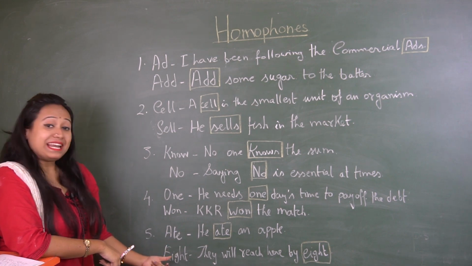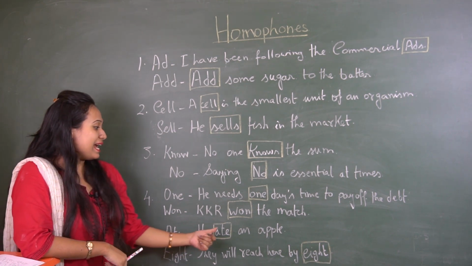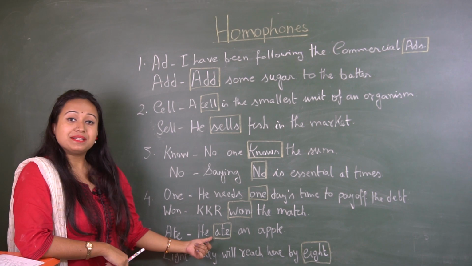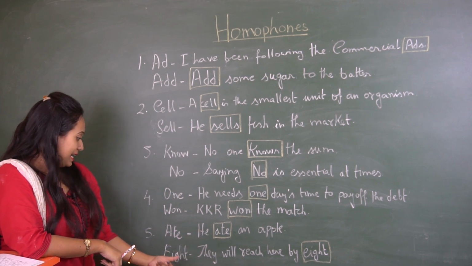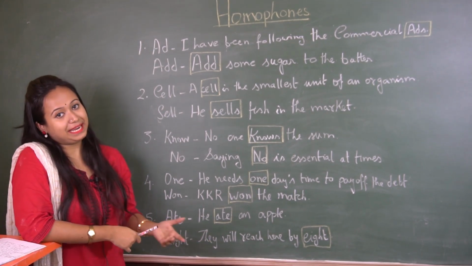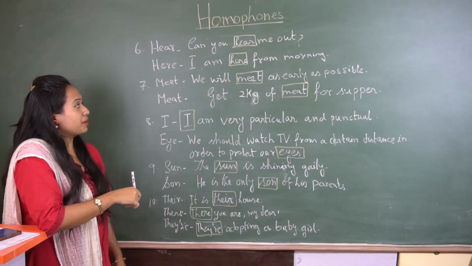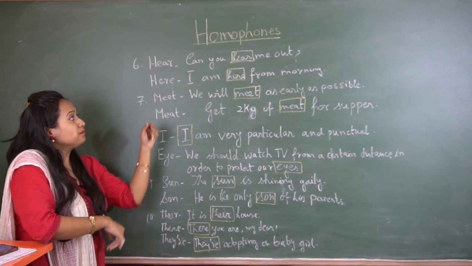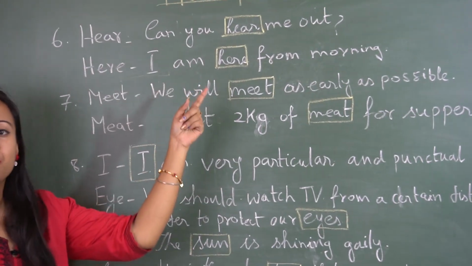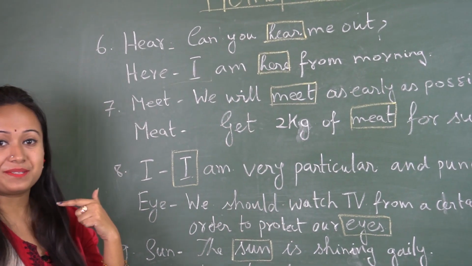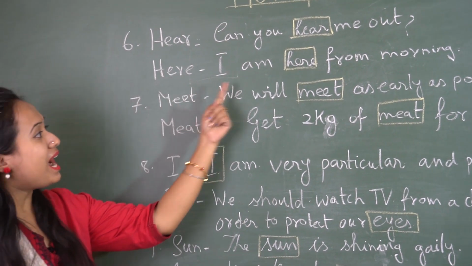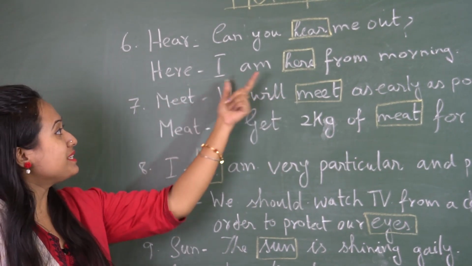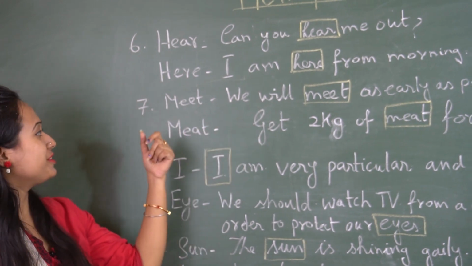Next, ate and eight. He ate an apple. It is the past form, as I mentioned once again, of eat. And eight, they will reach here by eight, the time. Okay, we come to the next set of words. Hear and here. Hear, can you hear me out? So it is an audible voice which you need. Here, I am here from morning. So it is the particular time span you are mentioning here.